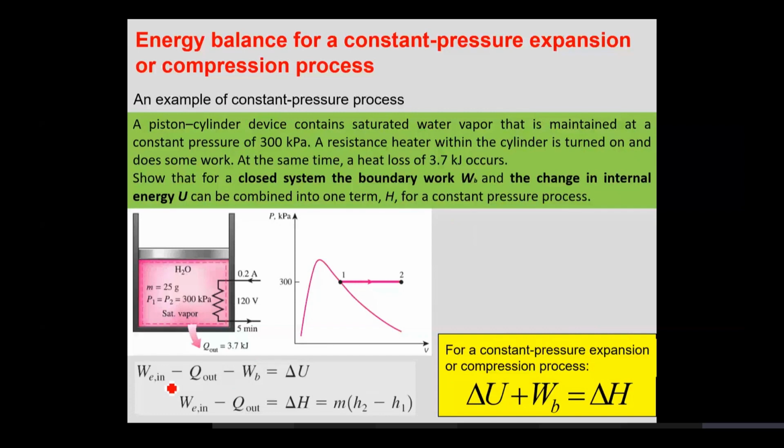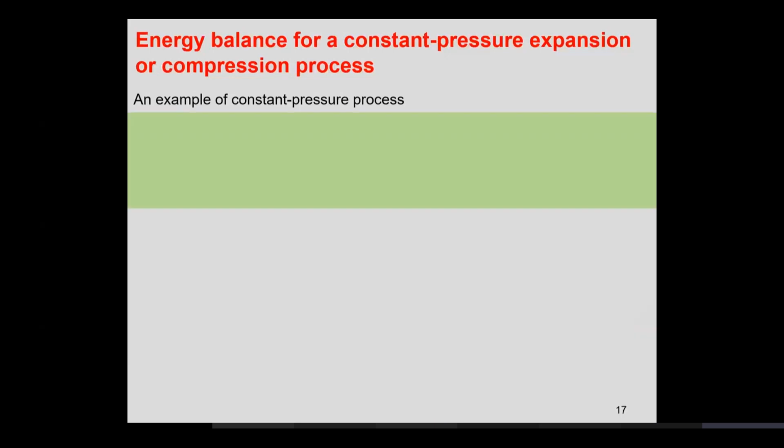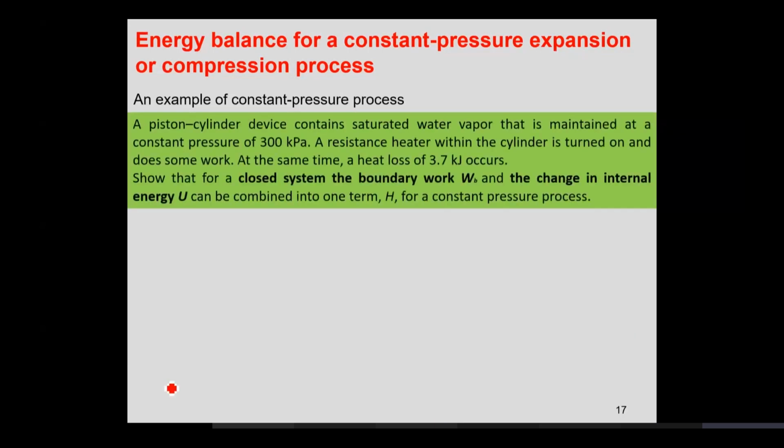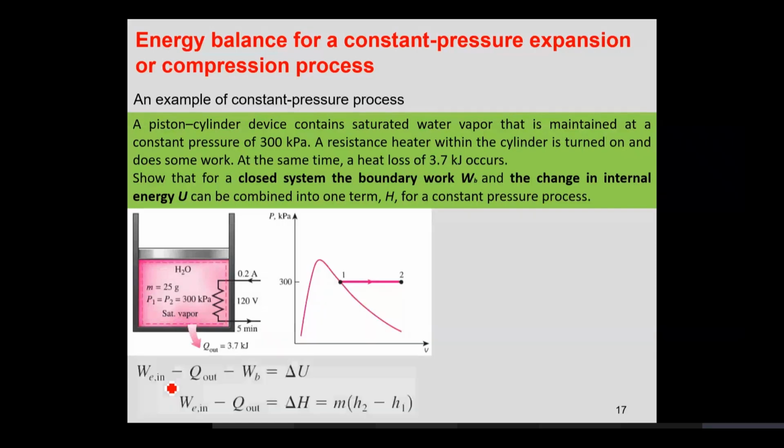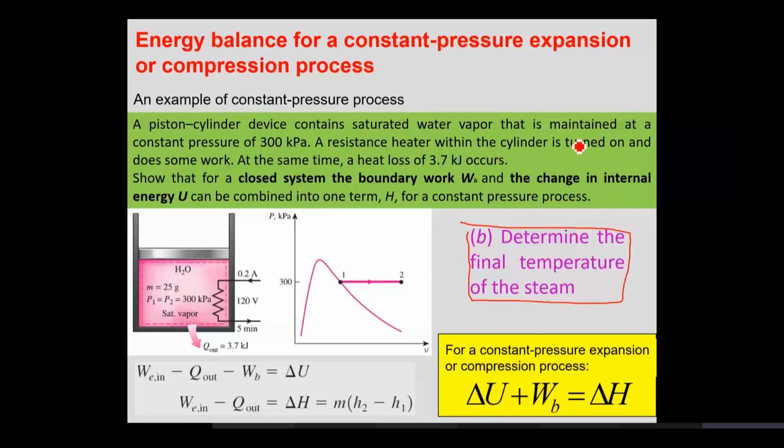Now it says that once you have this done, the next thing is, for the data given to you, you have to determine the final temperature of the steam. This is your system. It says that initially your system is existing as saturated vapor at 300 kilopascal. So if you see 300 kilopascal saturated vapor, this is your first state. Now it says as a result of this resistance heating and some heat coming out of the system, your system moves to state 2.